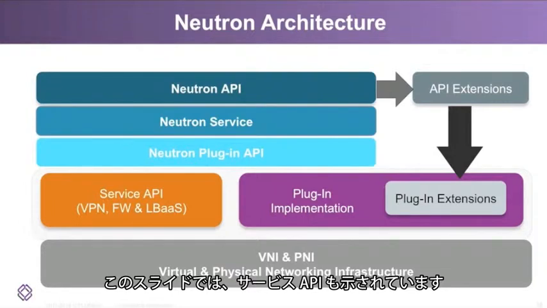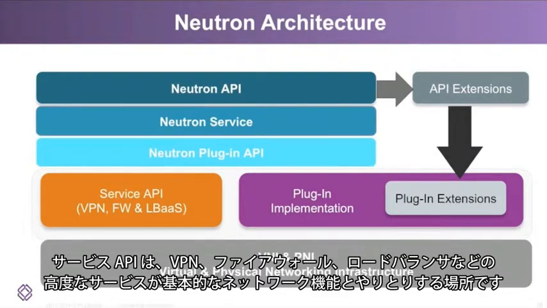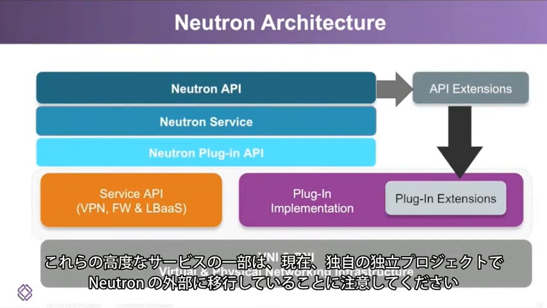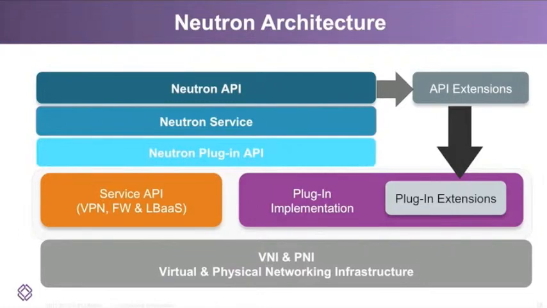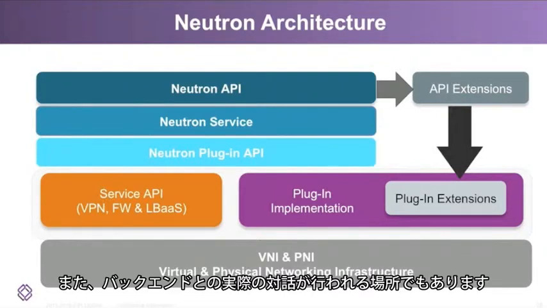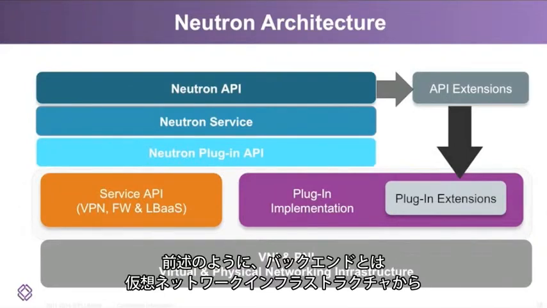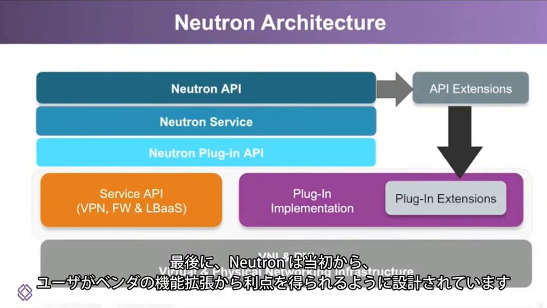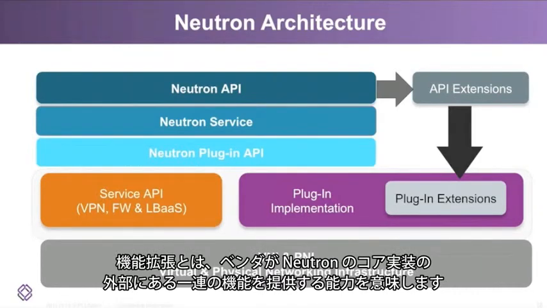In this slide, you also see the service API. That's where the advanced services like VPN, firewall, and load balancer interact with the basic network functions. Please be aware that some of these advanced services are now being migrated outside of Neutron into their own independent projects. The plugin implementation is where the intelligence of the underlying solution sits. And that's where the actual interaction with the backend happens. As mentioned earlier, the backend can be anything from a virtual network infrastructure to a physical network infrastructure. Last, as shown in this slide, Neutron was designed from the get-go to enable users to benefit from vendors' extensions. What extensions mean is the ability for a vendor to provide a set of functionality that is outside of the core Neutron implementation.